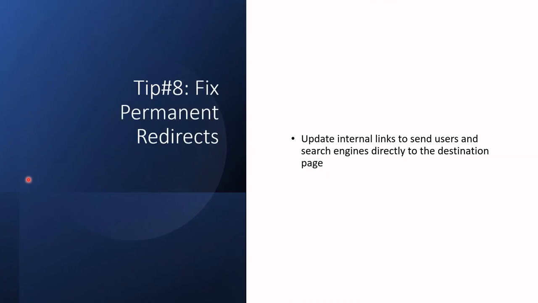And tip number 8, fix permanent redirects. If you know this page is going to be a 301 redirect to the destination page, instead of using the 301 redirect, use your internal linking to point to the exact destination URL. When it comes to internal links, you have the most control on your website. So instead of redirecting them, you can use the right destination URL.